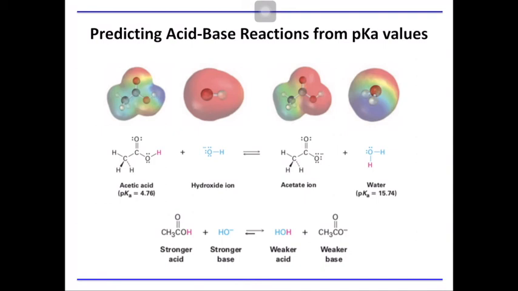Okay, let's get to the part where we can predict acid-base reactions from pKa values. In this context, we have acetic acid reacted with hydroxide ion to form acetate ion and water. Identifying their pKa values, we can say that this one is a stronger acid and this one is a weaker acid. This reaction proceeds completely. This reaction is possible, because a stronger acid can form a weaker conjugate acid, but not the other way around.